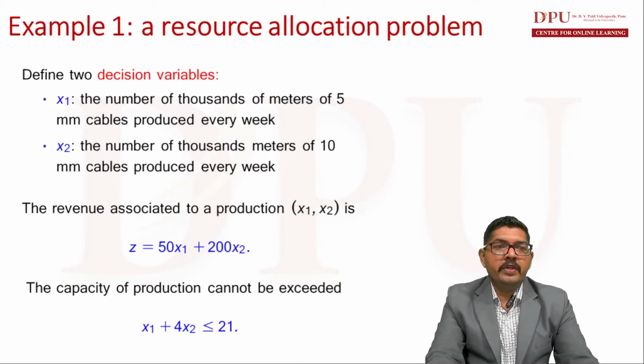Right, so we define two variables here. We define the decision variables which will determine the value of the objective function. So let x1 be the variable that represents the number of thousands of meters of 5 mm cable produced per week. x2 is the number of thousands of meters of 10 mm cable produced every week. So the revenue associated with the production will be z equal to 50x1 plus 200x2, right? So this is the objective function, 50x1 plus 200x2.